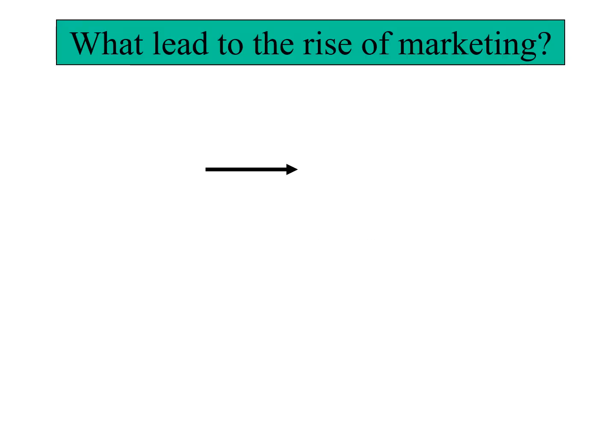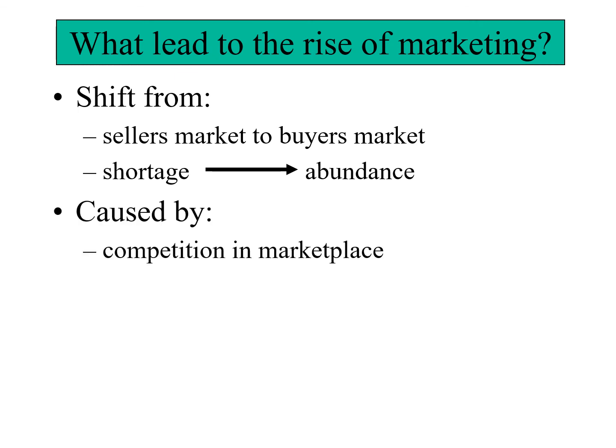So what led to the rise of marketing? The shift from seller's market to buyer's market. There used to be more buyers than sellers. Now there are more sellers than buyers, so there's so much competition. There used to be a shortage of goods. Now there is an abundance of goods. So there are fewer buyers as compared to the sellers, and that's why we had to focus on first studying consumer need and then trying to fill it. This is caused by competition in the marketplace.